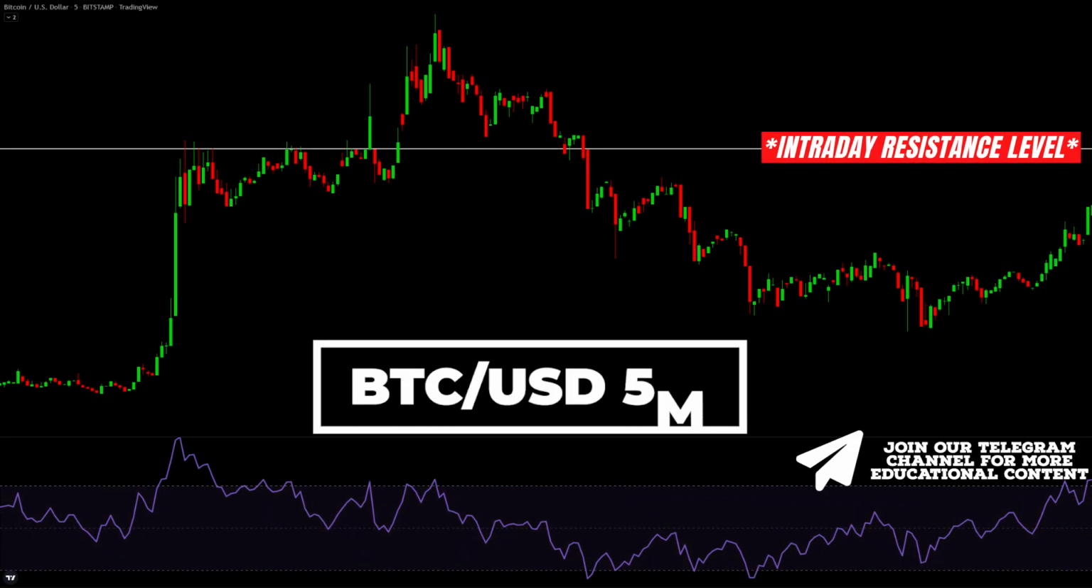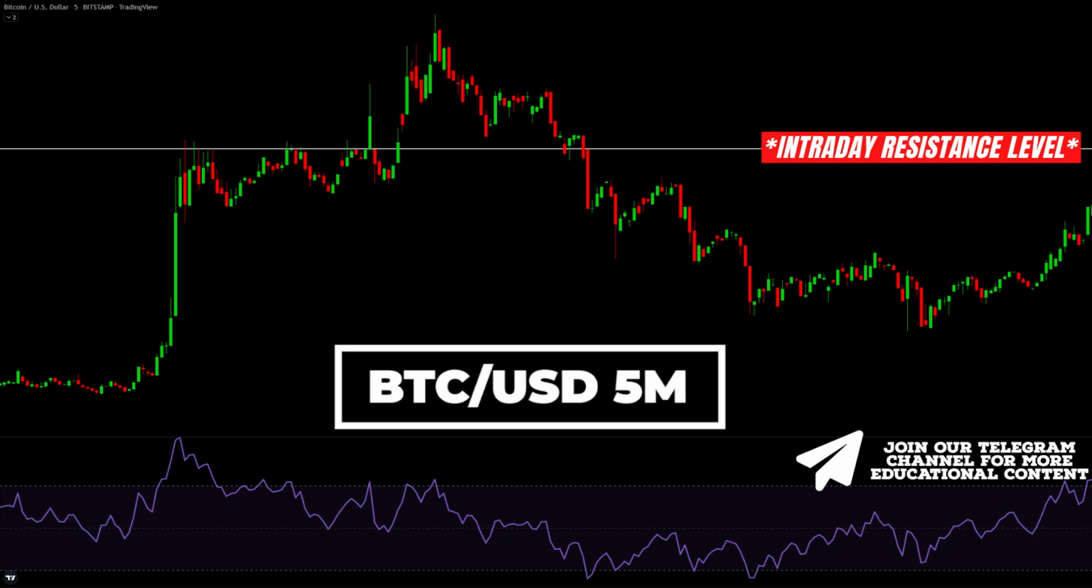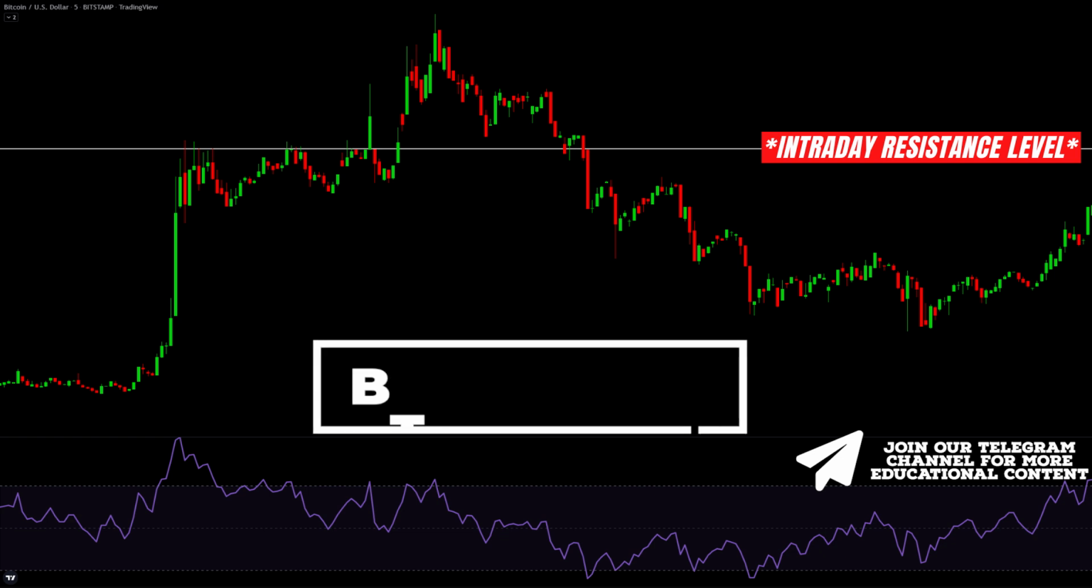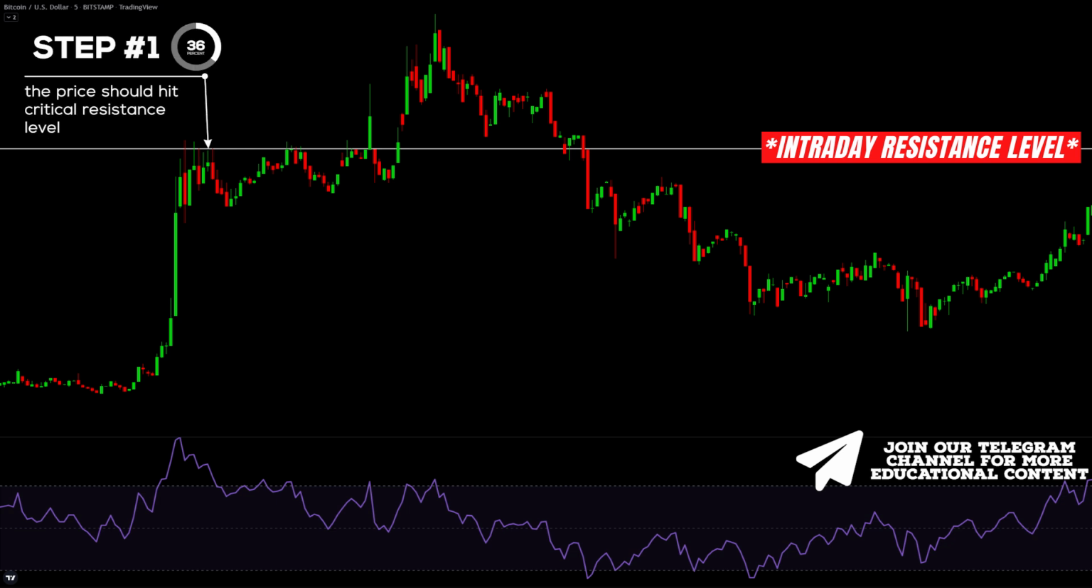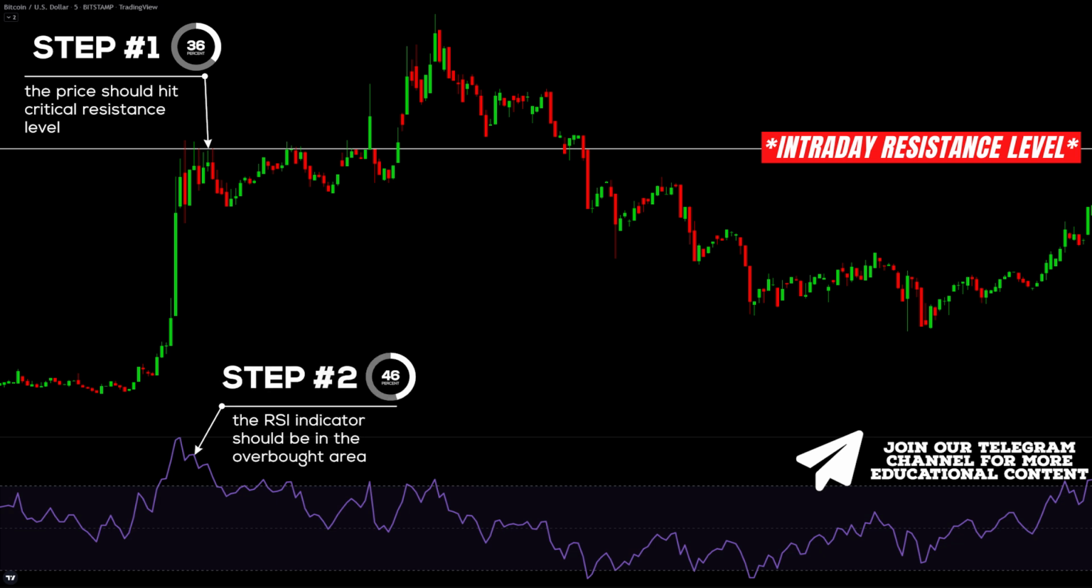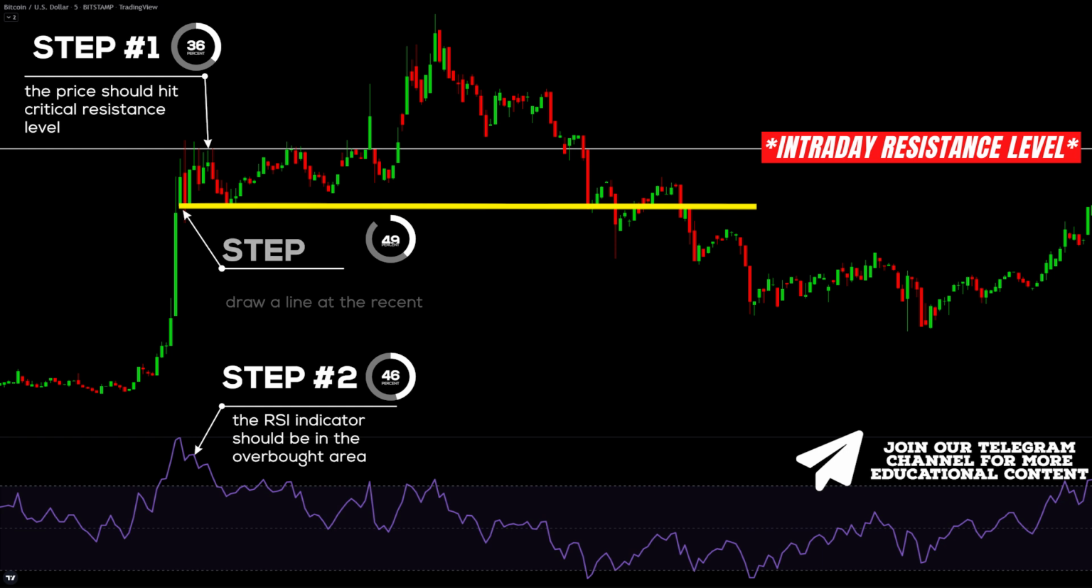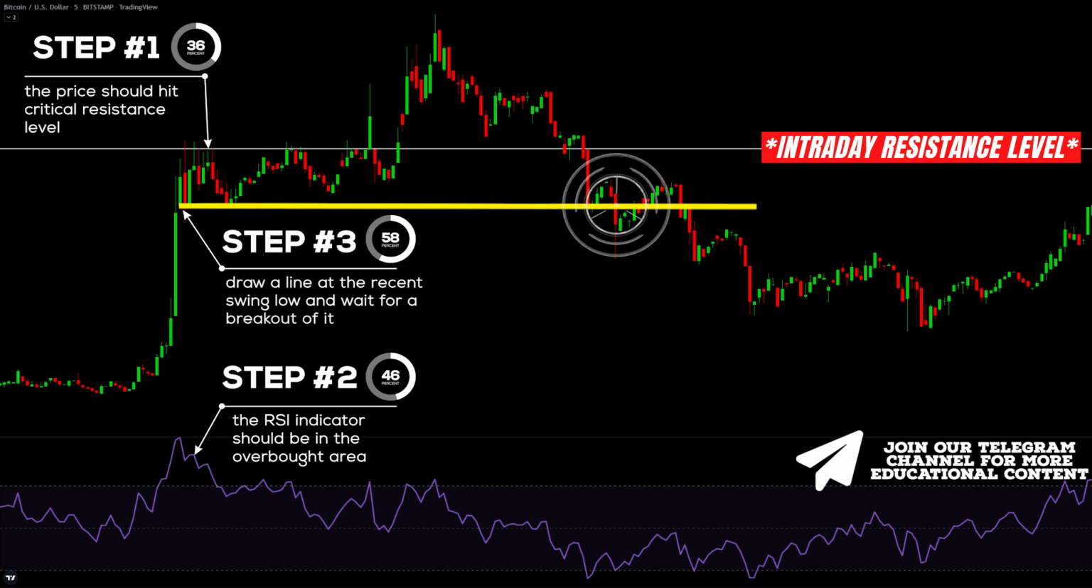Here's Bitcoin, a 5-minute time frame. First, we should wait for the price to be overbought right at a key level of resistance. In our case, the price approaches the intraday resistance level right here, and we also have overbought conditions on the RSI. Then, we should draw a line at the recent swing low and wait for a breakout of it. As you can see, this happens right here.